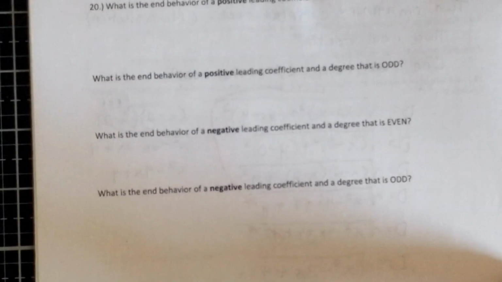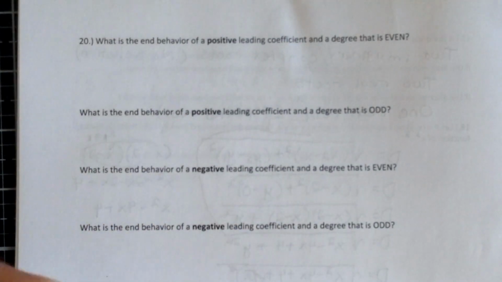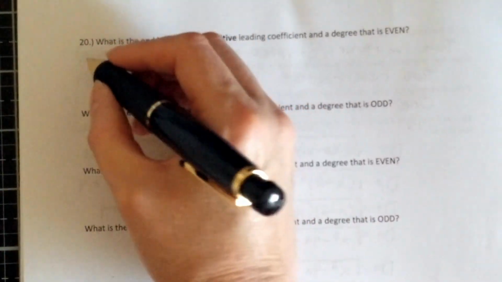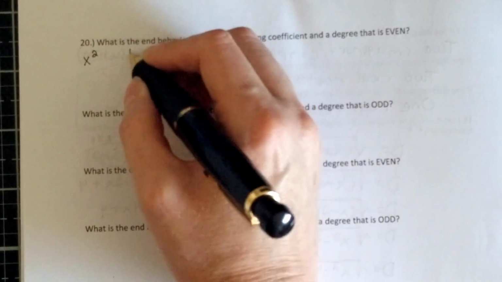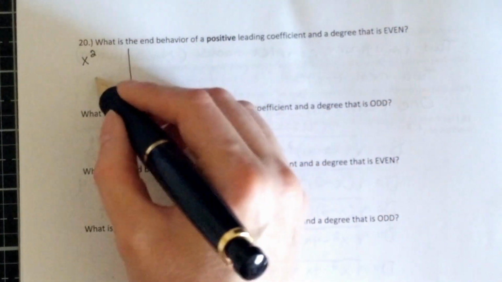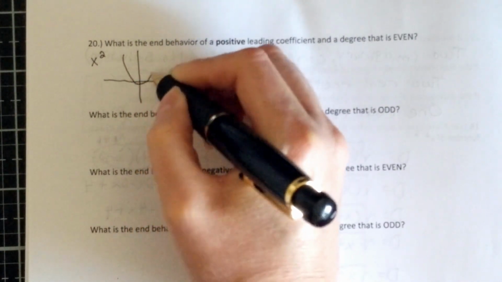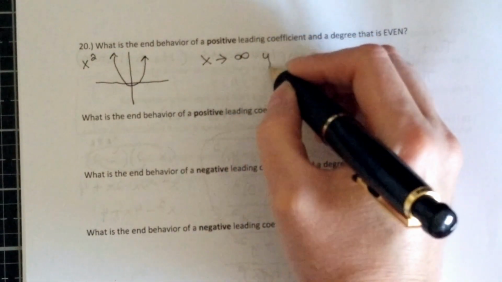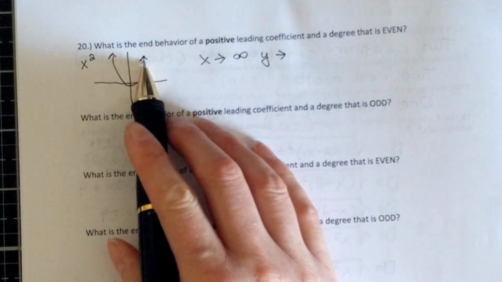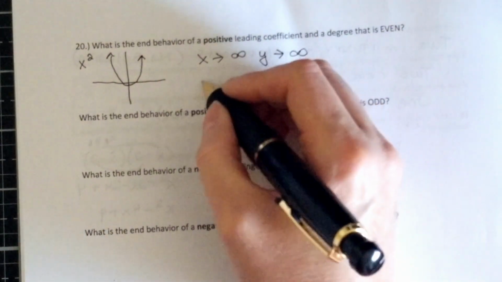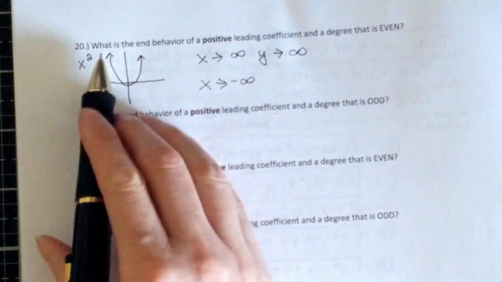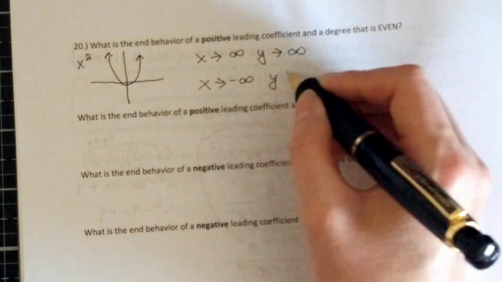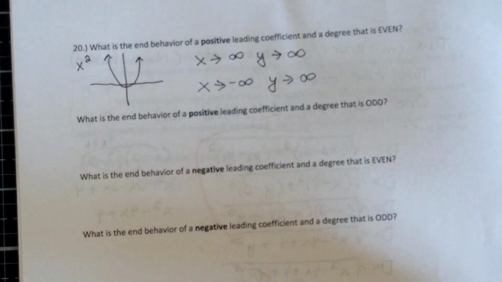Okay, last one, question number 20. What is the end behavior of a positive leading coefficient and a degree that is even? All right, so I like to picture myself even x squared, and it says it's positive, so it's going to open up. Okay, so end behavior, as x goes to infinity, y goes to, look at that right arrow pointing up, so infinity. X goes to negative infinity, left arrow points up, so y goes to infinity. You will need to memorize this for your test.